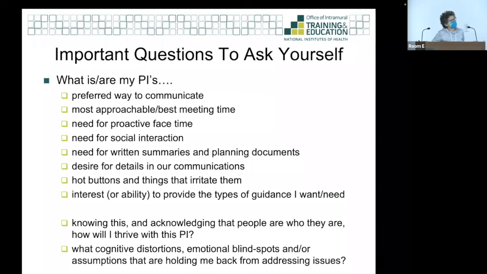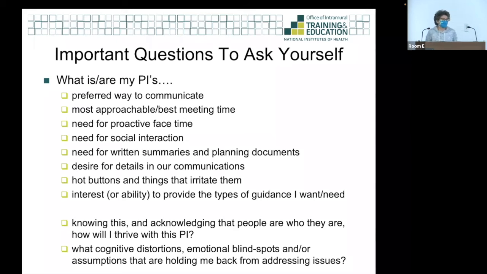So here's a set of questions to journal about. You also should go back to those other styles that I talked about on the last slide. Think about your PI style. Think about your boss's style. You can do this with anyone, right? Knowing their style and acknowledging that people are who they are, meaning they're not likely to change a whole lot. They might change small amounts. All of us adjust our styles, but it's a small amount. How are you going to thrive with this person? What are you going to do differently, right?